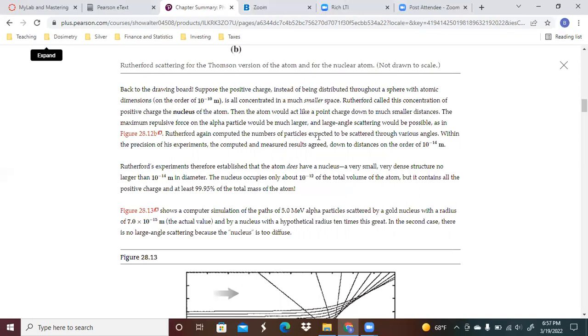So he computed the numbers of the particles expected to be scattered to various angles within the precision of his experiments. The computed and measured results agreed down to distances on the order of 10 to the minus 14 meters. So his experiments established the atom does have a nucleus, a very small, dense structure, no larger than 10 to the minus 14 meters. The nucleus occupies only about 10 to the minus 12th of the total volume of the atom, but it contains all of the positive charge and almost all of the mass of the atom.